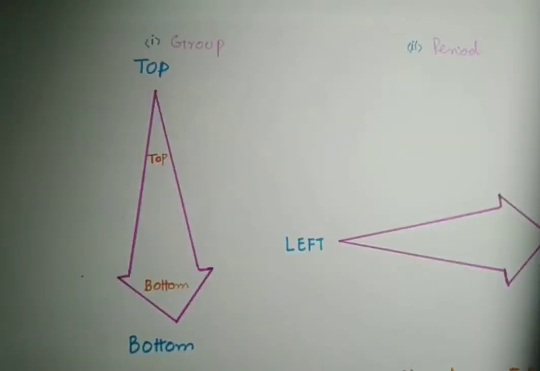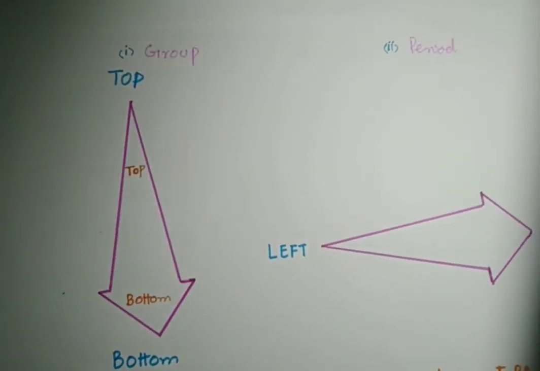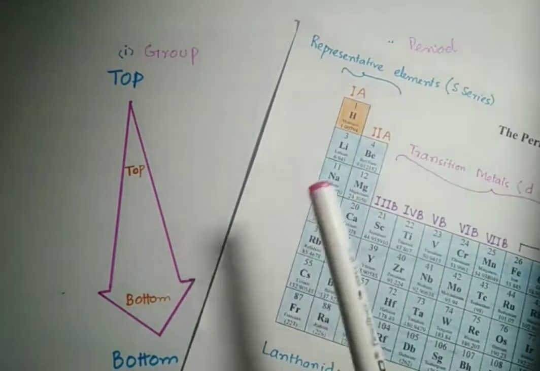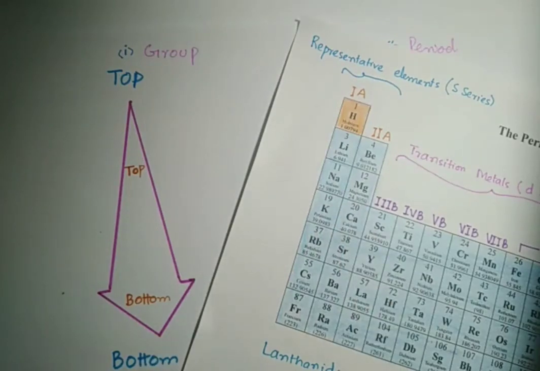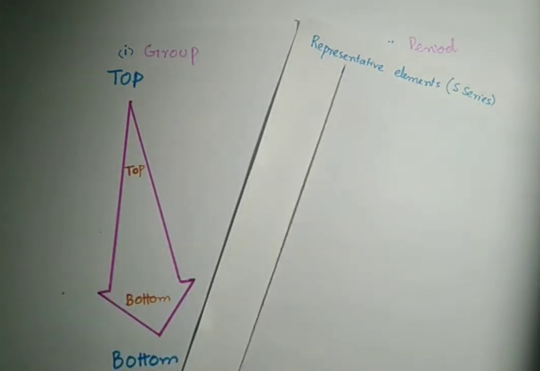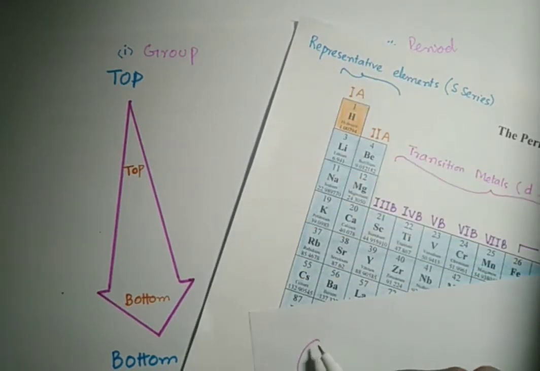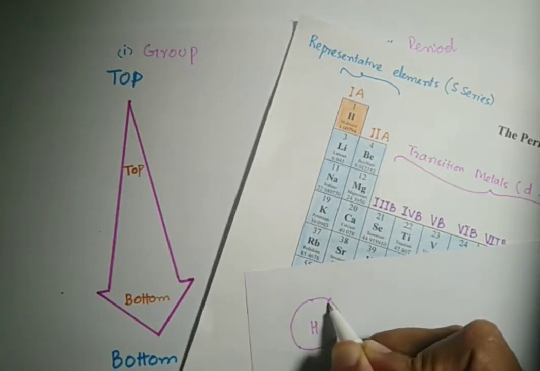Talking about the periodic trends of shielding effect, when we move from top to bottom in a group, the shielding effect increases. The shielding effect increases because when we move from top to bottom in a group, there is an increase in the number of shells. What does this mean? We know that hydrogen has one electron. It contains only one electron. We can see it from this electronic diagram that hydrogen contains only one electron.